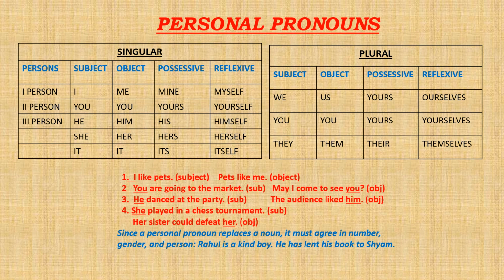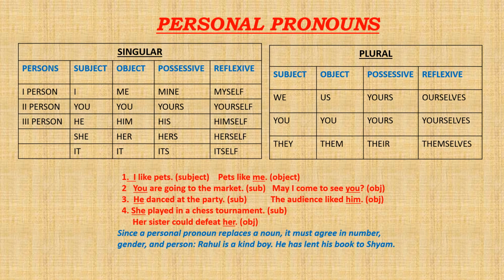And then objects are given. You can study them: him, her, it, you, them. Possessive forms are given: yours, his, hers, its, yours, theirs. And the reflexive, where self is added as a suffix: myself, yourself, himself, herself, itself, ourselves, this is plural, yourselves, themselves.